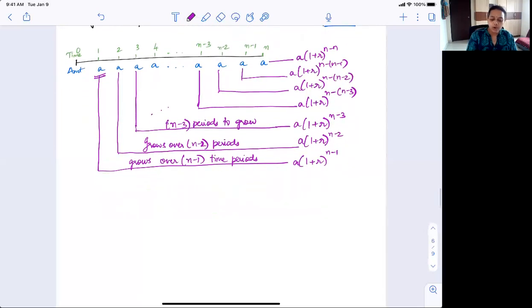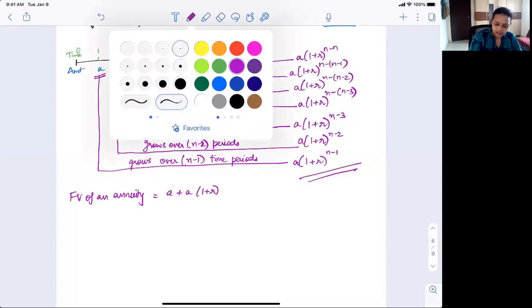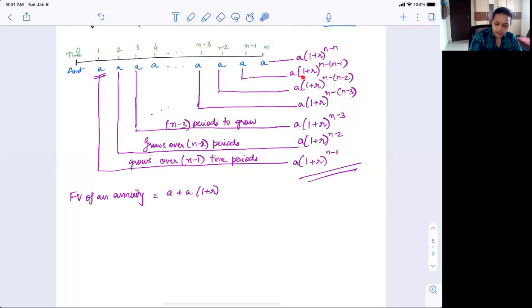And now when you sum up all of these numbers, you get the future value of an annuity. And that's nothing but A plus A times (1 plus R). If you see this second number, A times (1 plus R) to the power n minus 1 is nothing but just 1 plus R, and (1 plus R) to the power n minus 2 is just (1 plus R) squared, and so on. So that's what I'm writing down here.